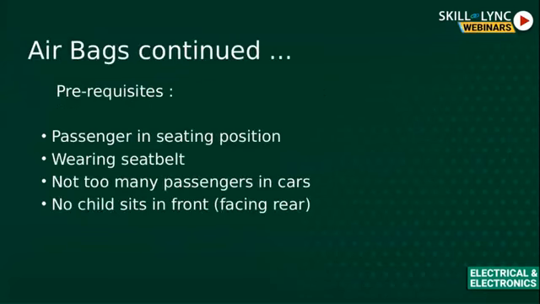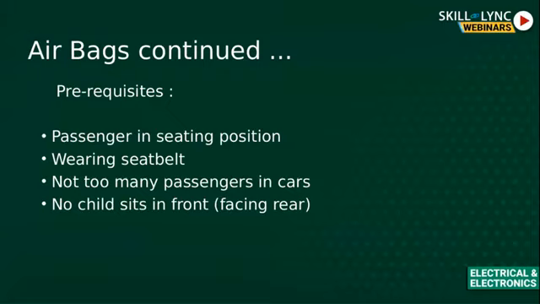Now there are some prerequisites to effectively use airbags in preventing injuries. That includes: the passenger is in seating position, the passenger is wearing a seat belt, there are not too many passengers in the car, and no child sits in front facing the rear. Now we have to understand why these prerequisites are there and how each of these plays a role.